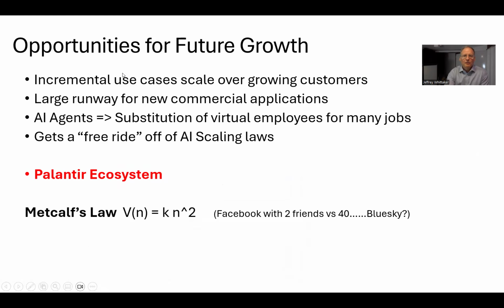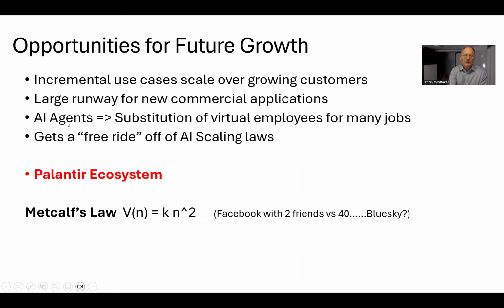So, opportunities for future growth. Incremental use cases can be scaled over more and more customers. Every day that goes by, they come up with new ideas for issues that can be solved, and then they can scale those out over everybody else within the Palantir network. They've only just barely scratched the surface for potential business customers. Maybe 1% of US businesses are currently using Palantir software, so the opportunity for growth just in the US is huge.